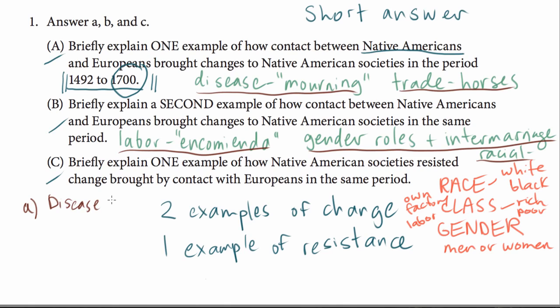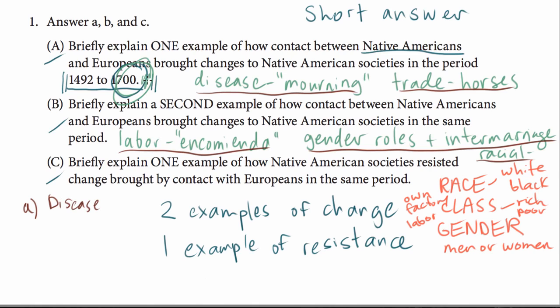All right, let's move on to the last part of this question. For part C, we're now looking for kind of a counterexample, a way that Native Americans resisted changes brought on by Europeans in this time period. Now, you might be tempted to talk about the Ghost Dance, but remember that the Ghost Dance wasn't until the end of the 19th century. That's the 1880s, 1890s. So it's way outside the scope of our time period here, ending at 1700.